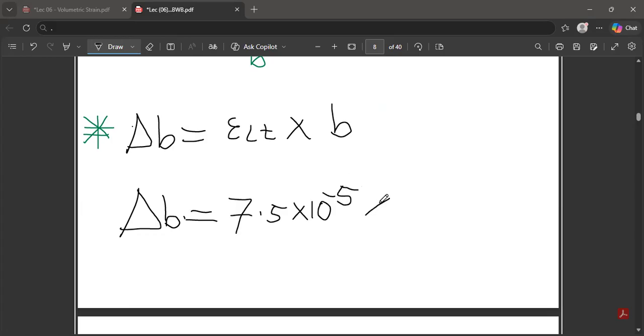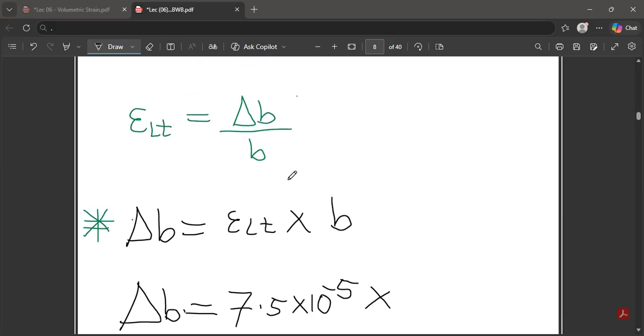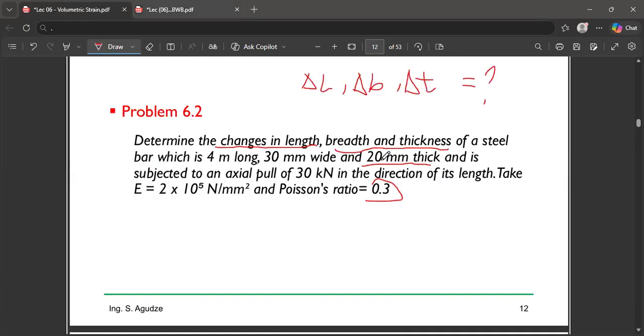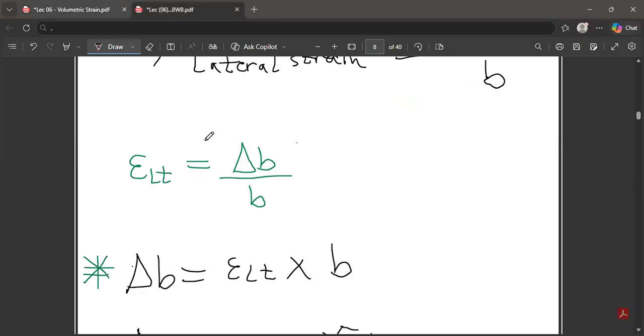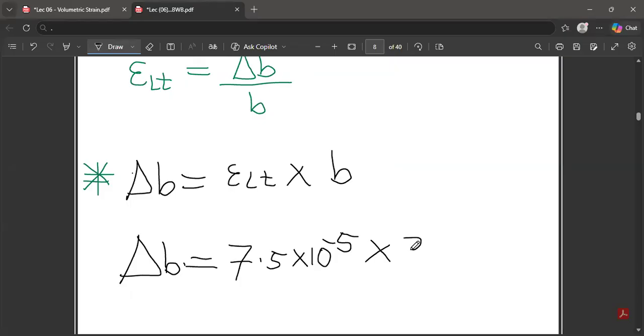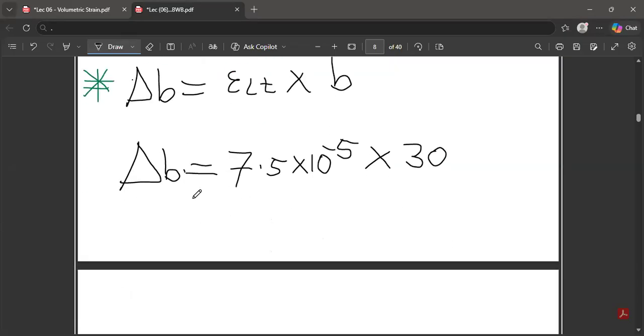Okay, so all of this one is going to multiply what? The breadth. And what is the value for the breadth that was given to us in the question? The breadth was what? 30. You see, so we are just going to put a 30 into the question to solve the problem. So this is it, 30. Okay, so everyone, let's quickly punch this together and see the answer we are going to get. So finally, we can say that our change in breadth of the bar is equal to 7.5 times 10 exponent negative 5, times 30.